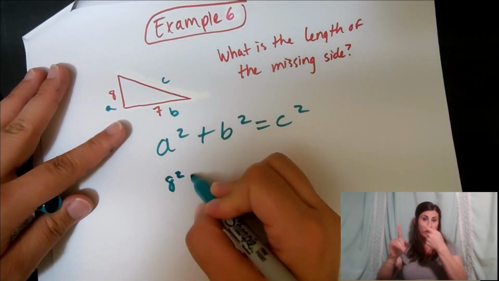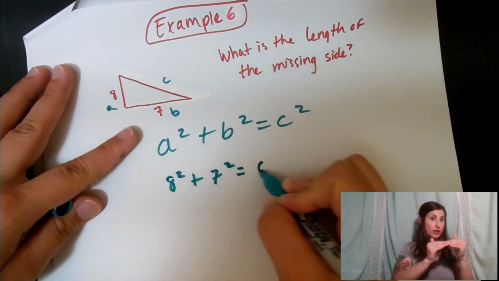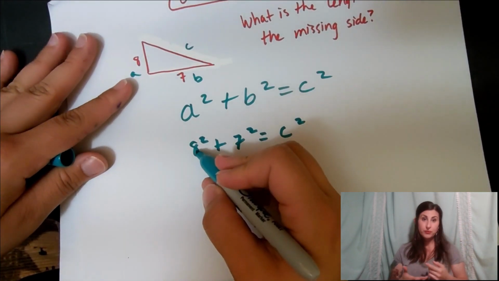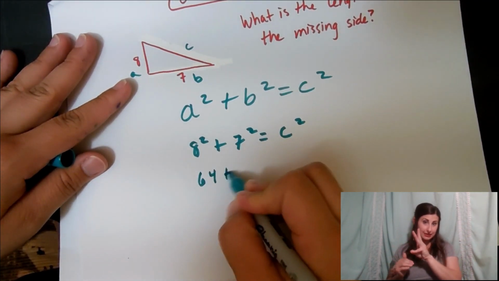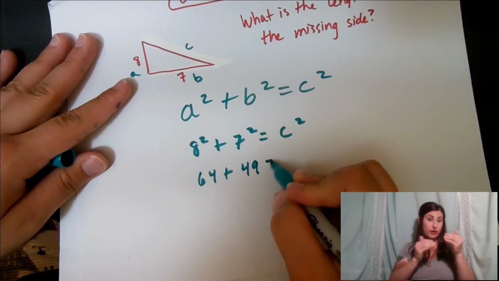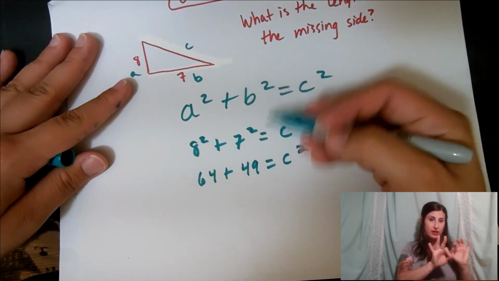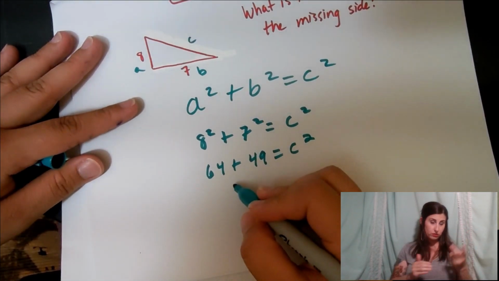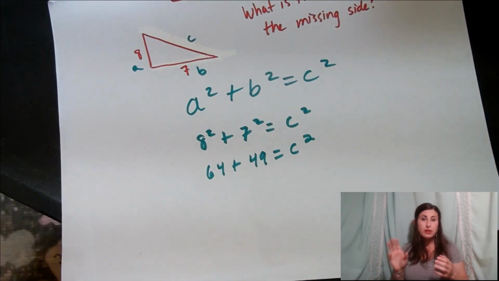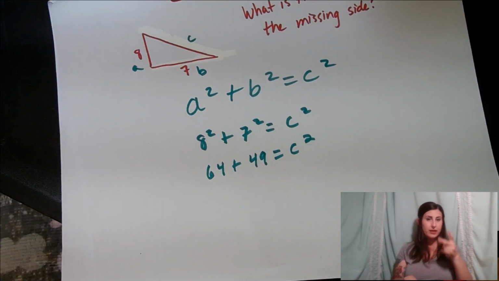So 8 squared plus 7 squared equals C squared. 8 squared is 64. 7 squared is 49 equals C squared. We're just following that equation. All right, so 64 plus 49. See what that gets us.